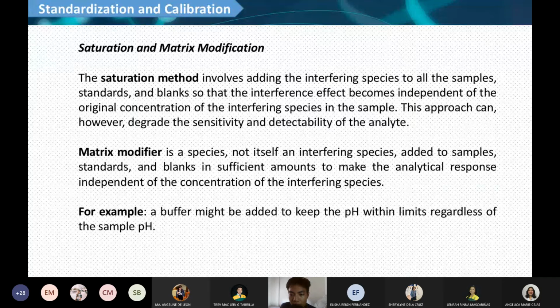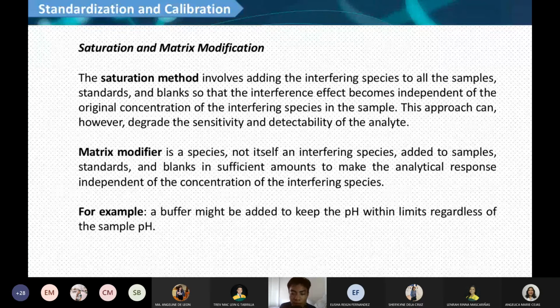Okay? Minsan naman hindi separation ang kailangan mo doon. Minsan amplification pa nga, no? So punta tayo sa dalawang method na to. Okay. One of the techniques in order to minimize the error is the saturation method. Okay. So ano nangyayari dito?